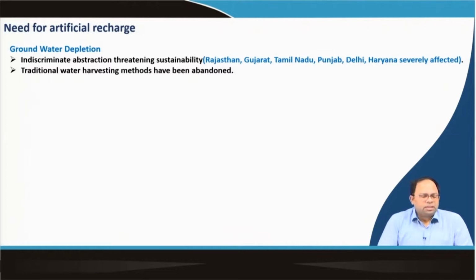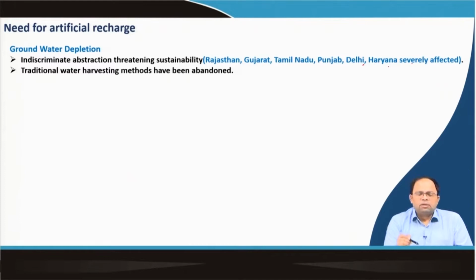So, we are seeing that the groundwater is gradually depleting in many of the states, and that is particularly because of indiscriminate abstraction. That means people are putting up deep wells and all, and there is no record of that, and you are drawing groundwater from places where there is no water at all, and this is threatening the sustainability of the entire area. Particularly we are seeing this in some of the states such as Rajasthan, Gujarat, Tamil Nadu, Punjab, Delhi, Haryana and so on.